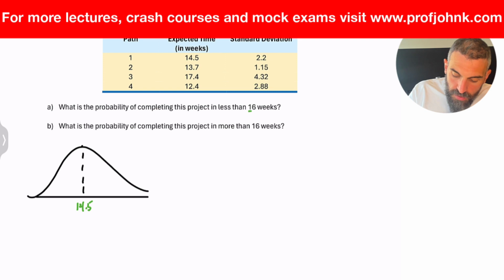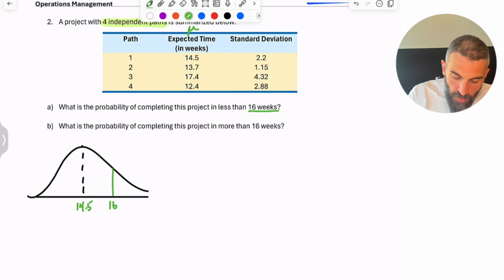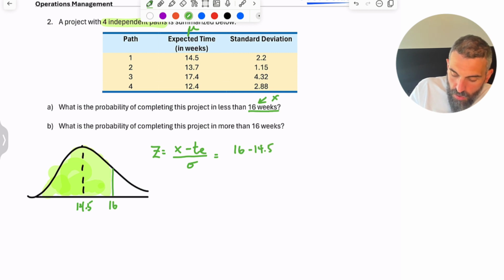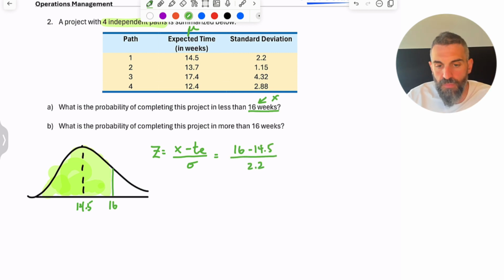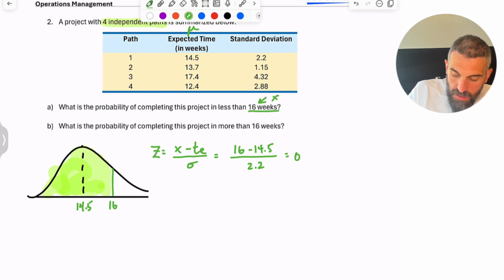And we're trying to figure out the probability of it taking less than 16 weeks. So 16 would be here. So the probability would be this area. So we're going to find our z-score, and for the z-score you're going to take x, which is the value in the question, minus your expected time over the standard deviation. So 16 minus 14.5 over 2.2. So 16 minus 14.5 divided by 2.2 is 0.68.